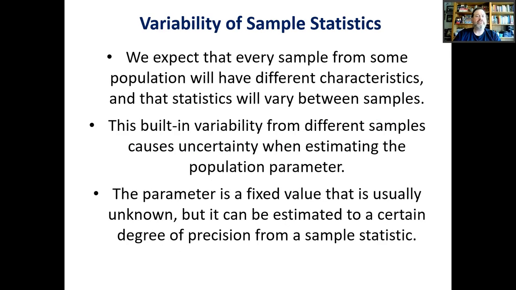So we expect that every sample from some population will have different characteristics and that statistics will vary between samples. This built-in variability from different samples causes uncertainty when estimating the population parameter. The parameter is a fixed value that is usually unknown, but it can be estimated to a certain degree of precision from a sample statistic. So, let's think about what all these things mean.